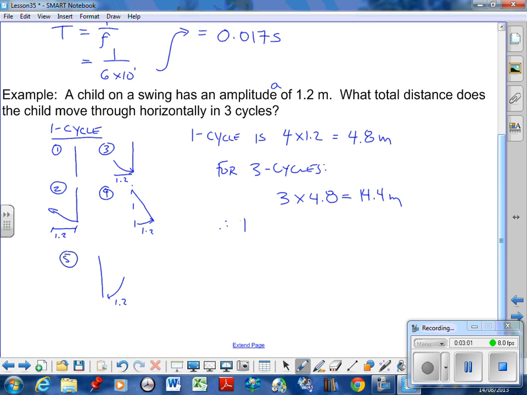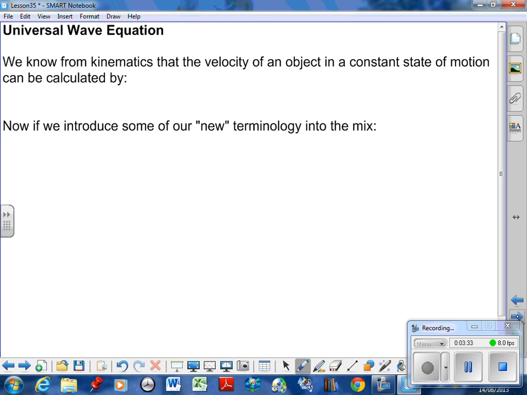So therefore, the child will travel a distance of 14.4 meters. Note, if it was displacement, the answer would be 0, because displacement is a vector, and it's how far you are from your original starting point. But because they asked distance, we're actually adding up how far did they travel in that time frame. All right, on to the last set of examples.